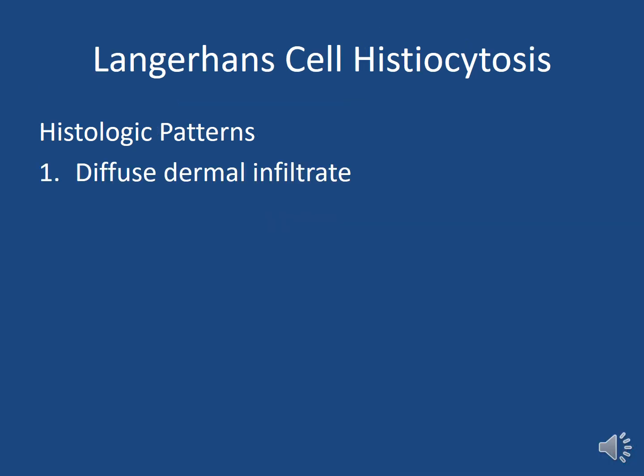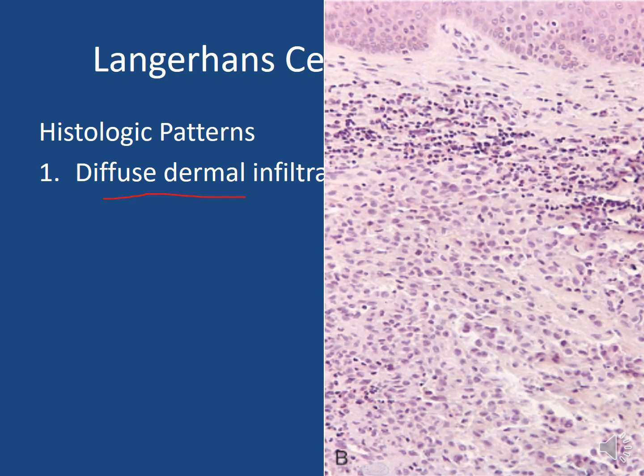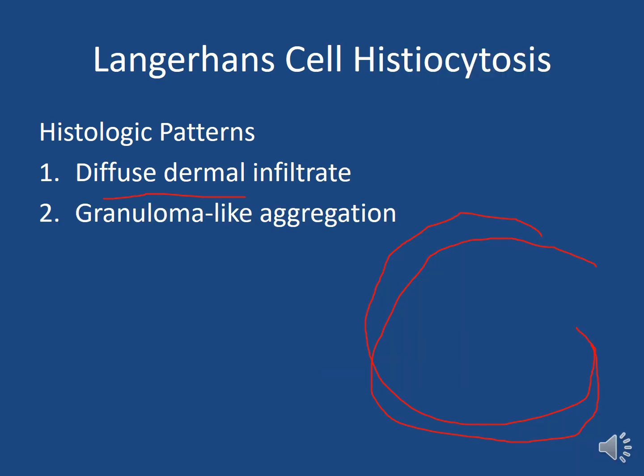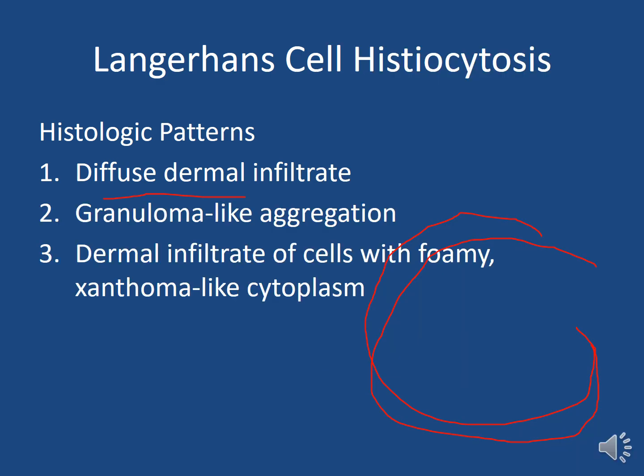The proliferation of the neoplastic Langerhans cells may be in a diffuse pattern infiltrating the dermis, such as this picture showing diffuse proliferation of the neoplastic dendritic cells, or it may form granuloma-like aggregation such as what you have seen in tuberculosis, or the neoplastic cells may present with foamy cytoplasm or xanthoma-like cytoplasm.